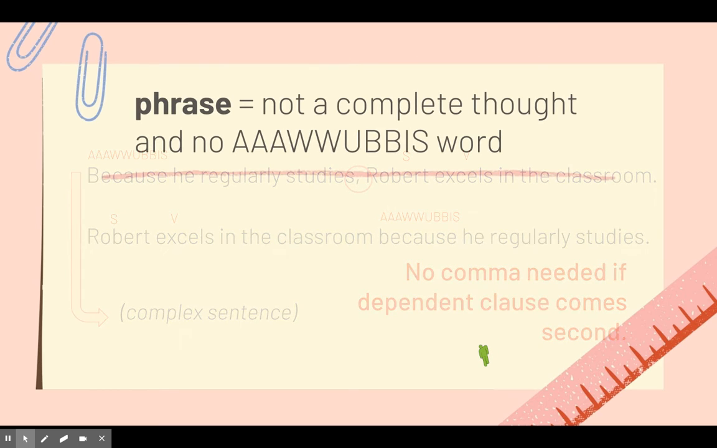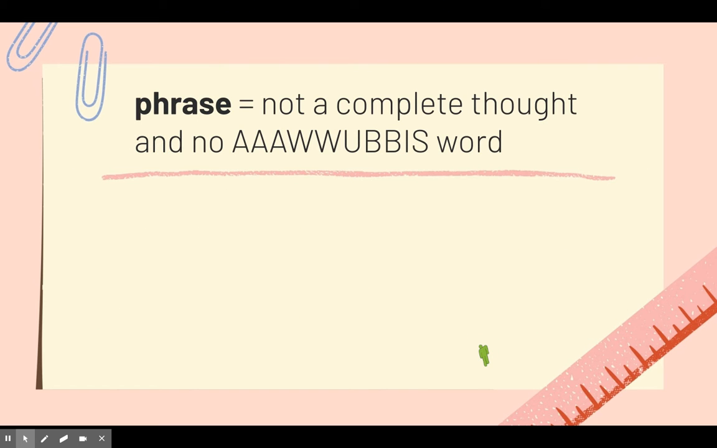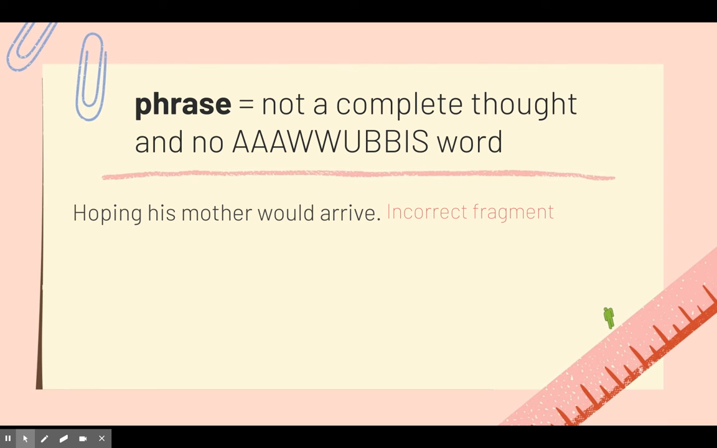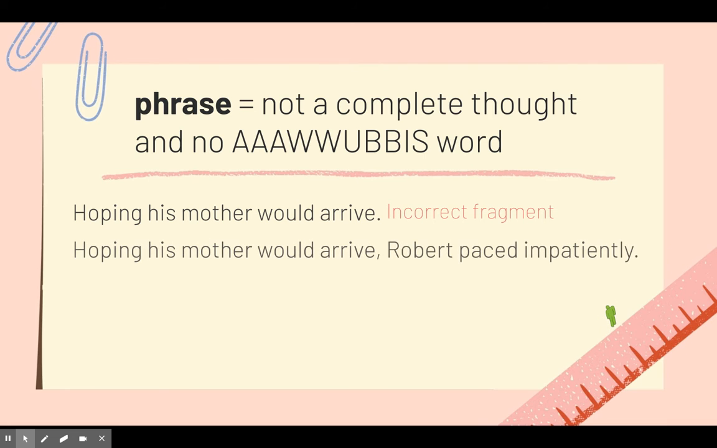You also have something called a phrase. Now, a phrase is also not a complete thought, but phrases don't start with the awubis words, right? They just start with whatever word. So, for example, hoping his mother would arrive. The way it is now, that's a fragment. But if you attach an independent clause, it becomes an independent clause with a phrase as an opener. So this is opening this independent clause. Hoping his mother would arrive, comma, Robert paced impatiently.